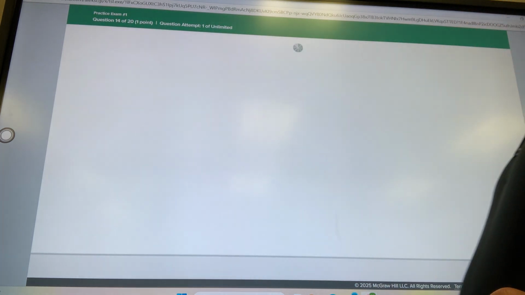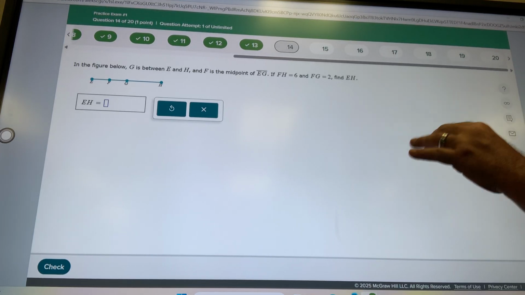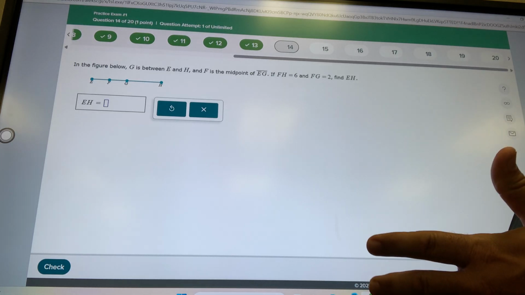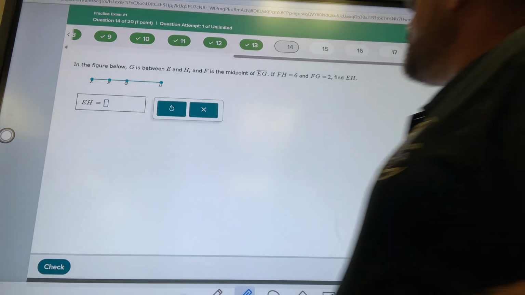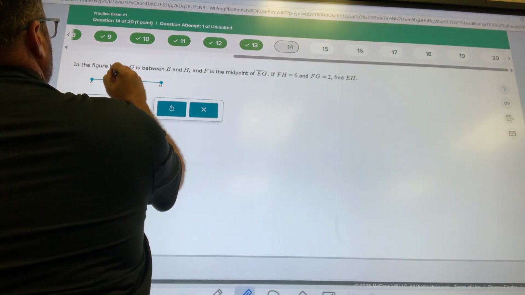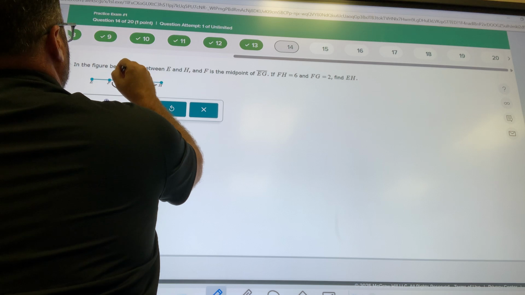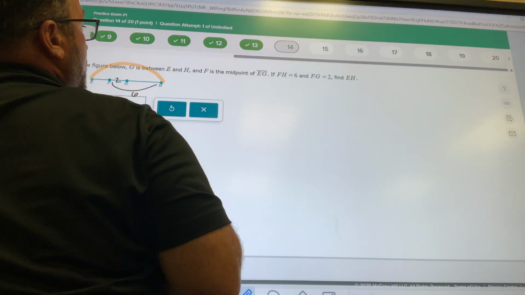Question number 14. In the figure below, G is between E and H, and F is the midpoint of EG. They give us some numbers. We need to plug them in and find out what we're missing. FH is 6. FG is 2. E to H is the entire distance. That's what we're looking for.